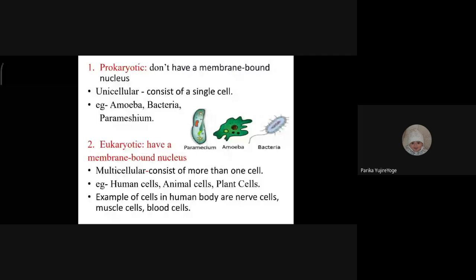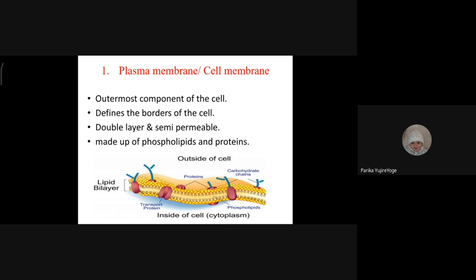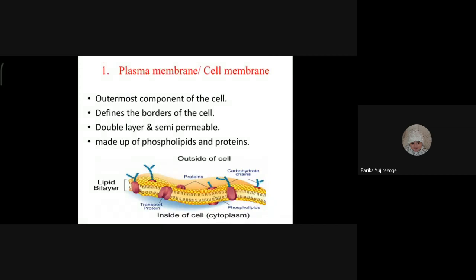Okay, sorry. Now we are proceeding to the structure of the cell. The main three parts of a cell: first is plasma membrane or cell membrane, second is cytoplasm, third and most important is nucleus. We will have a detailed discussion on these three. First, plasma membrane or cell membrane. It is the outermost cover of a cell.